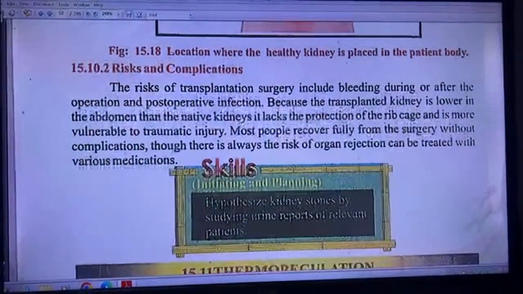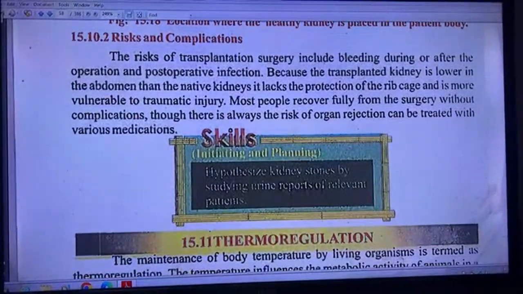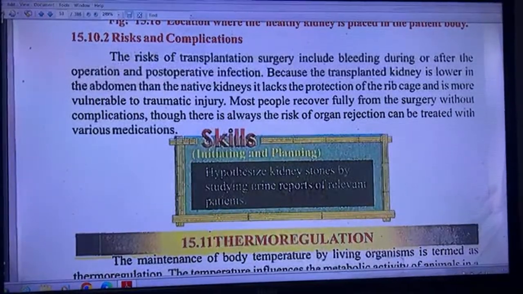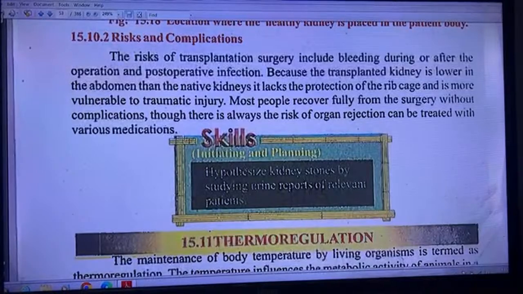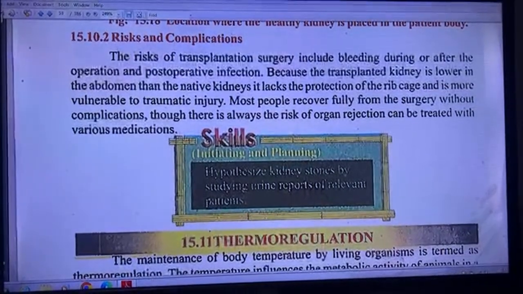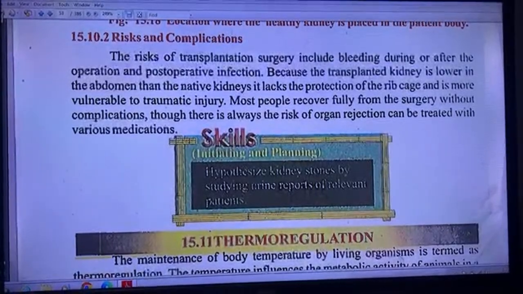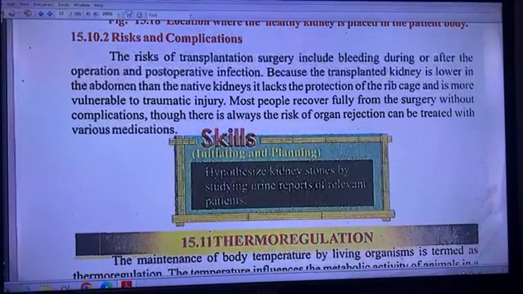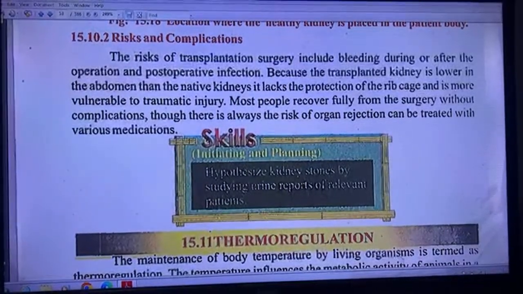Risk and complications. The risks of transplantation surgery include bleeding during and after the operation and infection. The transplanted kidney is also lower in the abdomen than the native kidney. It lacks the protection of the rib cage and is more vulnerable to traumatic injury. Most people recover fully from the surgery without complication, though there is always the risk of organ rejection, which can be treated with various medications.